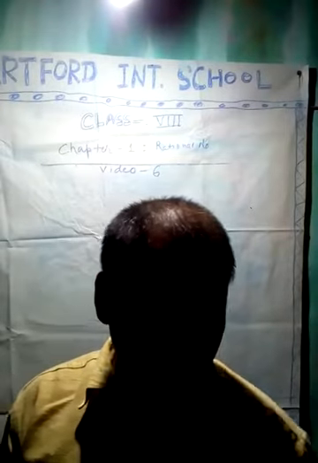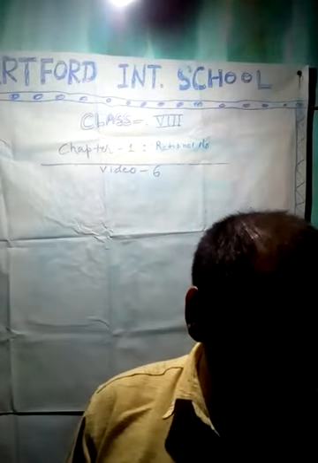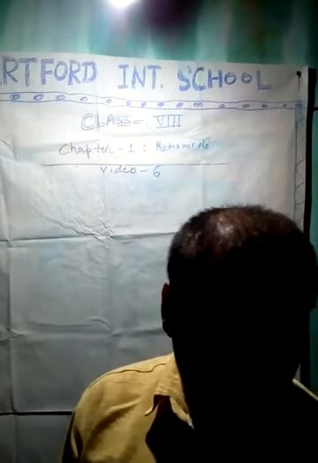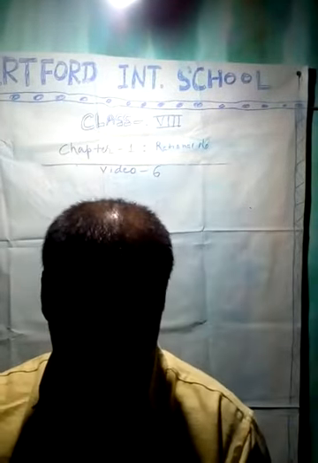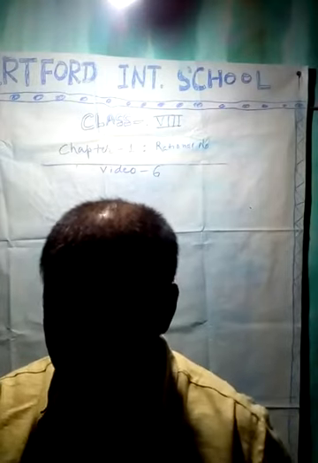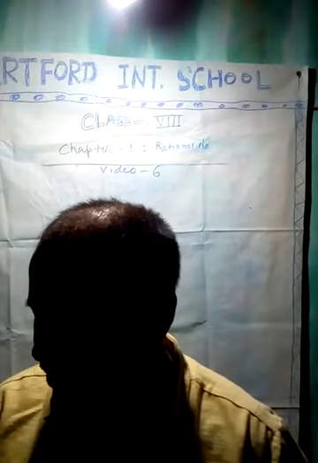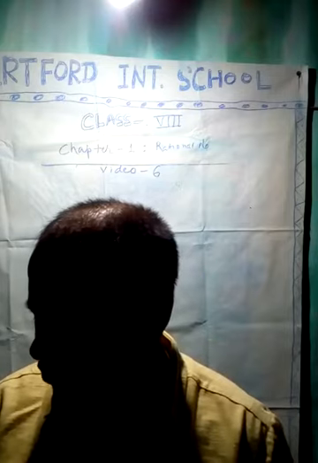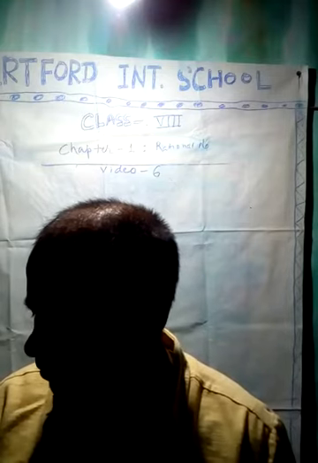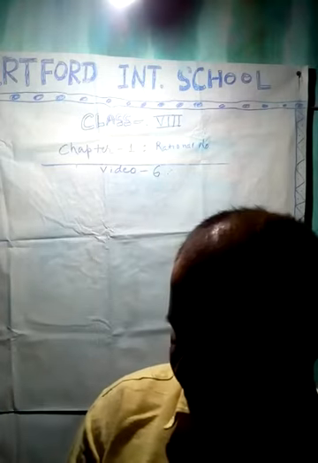Next point is 1.2.4, the rule of zero. Look at the following. 2 + 0 = 2 = 0 + 2, addition of 0 to a whole number. -5 + 0 = 0 + (-5) = -5, addition of 0 to an integer.